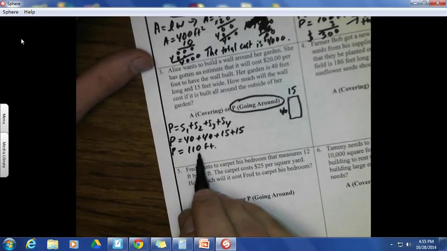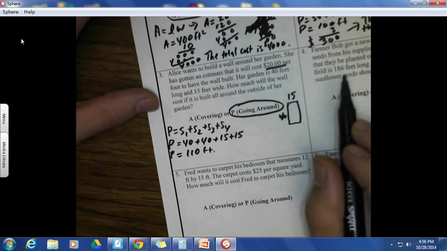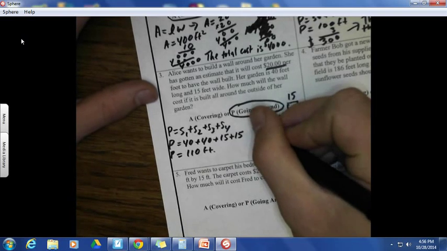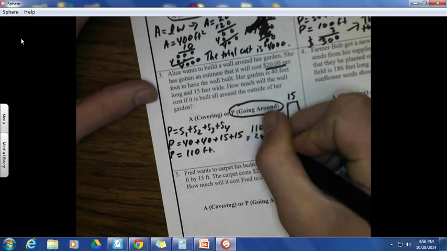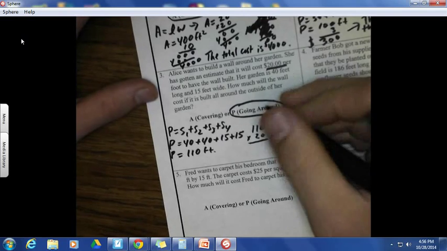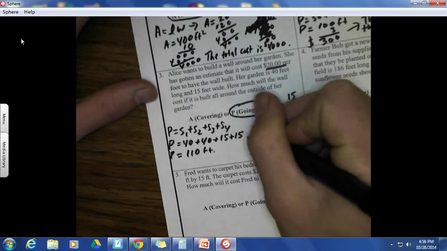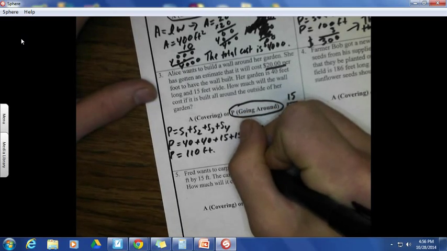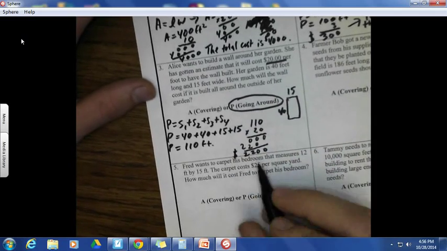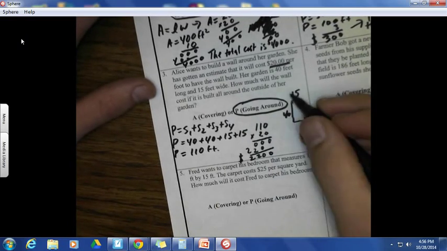Okay, so our perimeter is 110 feet. The estimate is $20 per foot. So how much will it cost? Well, we have to do 110 times 20, because each foot costs this much, so we have to multiply it. So let's do that real quick. Alright, so the total estimated cost will be $2,200 if it is built all around the outside of our garden.